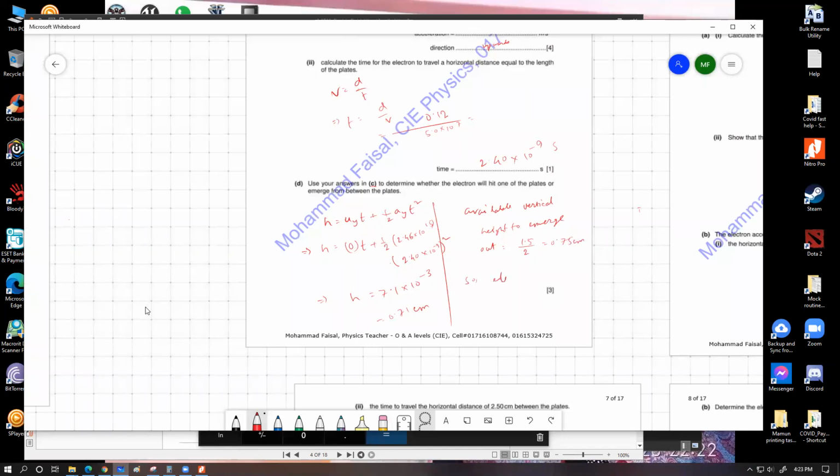So, yes. Because the electron rises less vertical height than 0.75 centimeter, it emerges out. I'm going to write all this stuff in words. Or if you don't want to write this in words, you could also write h less than 0.75 centimeter, so emerges out.